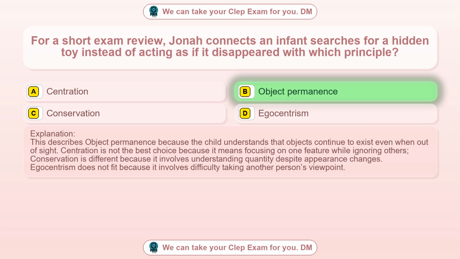This describes object permanence because the child understands that objects continue to exist even when out of sight. Centration is not the best choice because it means focusing on one feature while ignoring others. Conservation is different because it involves understanding quantity despite appearance changes. Egocentrism does not fit because it involves difficulty taking another person's viewpoint.